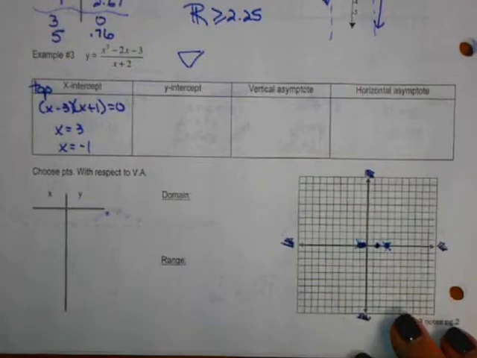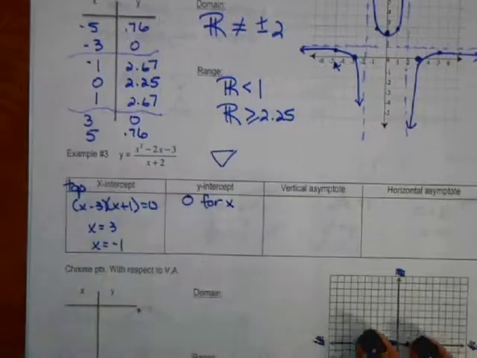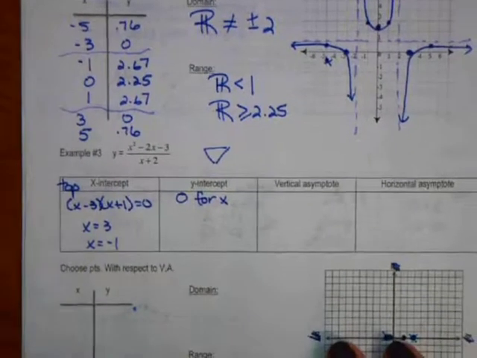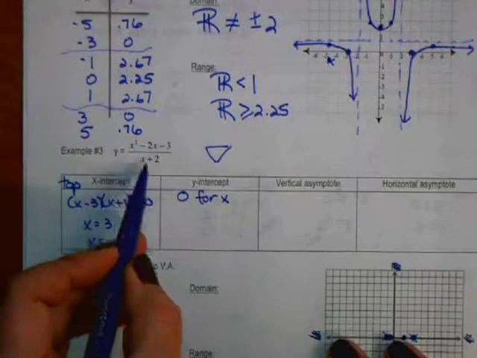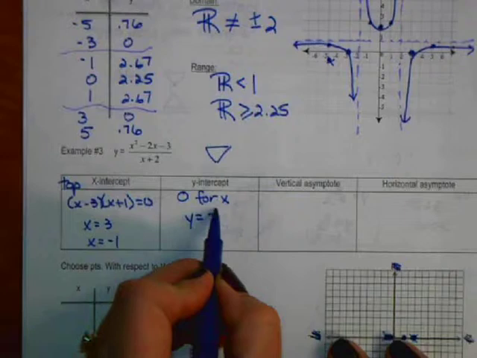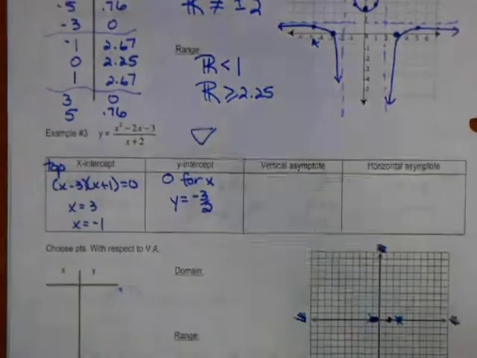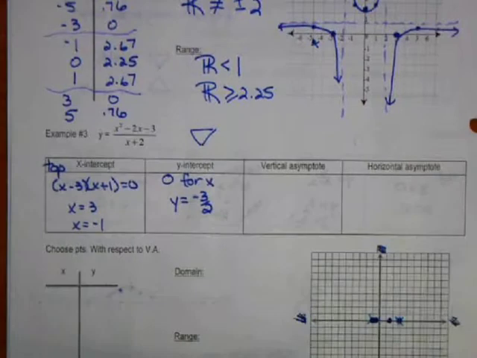All right. So let's do the y-intercept. We plug in 0 for x. So if I plug in 0 for x, that's all going to go away, and y is going to be -3 over 2. So that makes it sort of like right here. Kind of yucky.